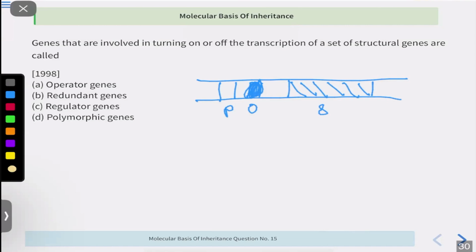Now, the promoter is where the polymerase comes and binds, and it has to move forward. Now, it depends upon this operator whether this promoter region actually works or not. Because if this operator is occupied by a protein, then the polymerase cannot move forward and cannot transcribe the structural gene. So the operator is what determines the transcription of the structural genes. And this whole structure is known as an operon. Got it? So that is the function of an operator.